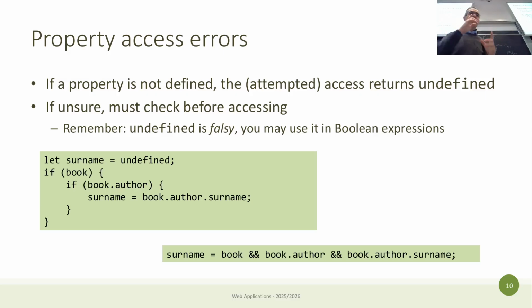So, differently from other languages where you try to access a property on a pointer, a reference that is null, here, if it's undefined, as long as you don't want to dereference it more, with another dot and so on, it's fine for JavaScript. So in short, if you're not sure if book is defined or book.author is defined and so on, you should test it before using it. Otherwise, you have a runtime error.